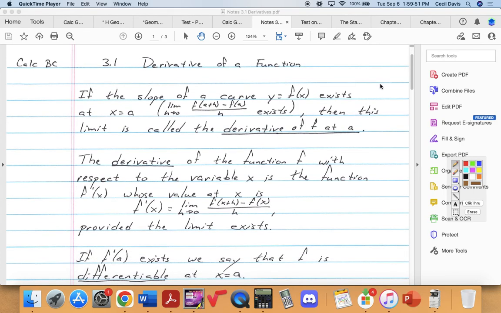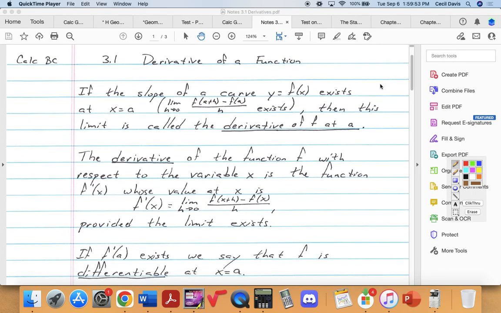Today we're starting chapter 3, so that last little dab of chapter 2 and then all of chapter 3 will be the unit that we're doing here. We're going to be talking about the derivative of a function, which is something that Wellington brought up last week.